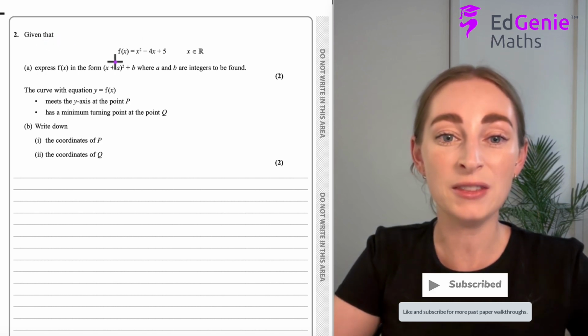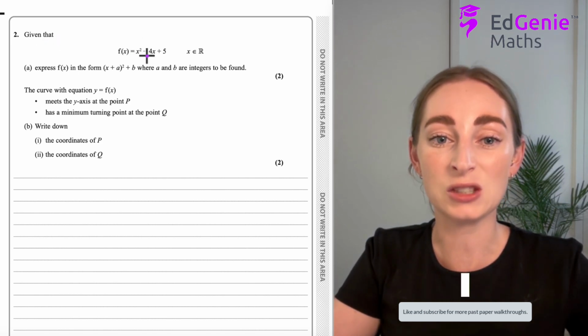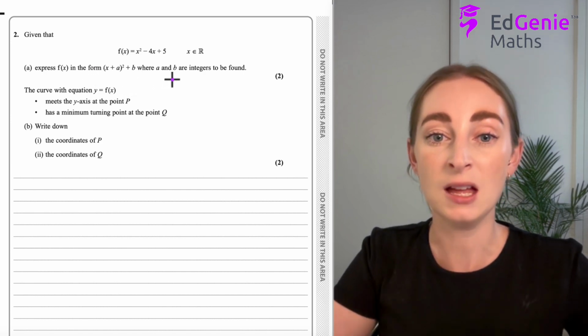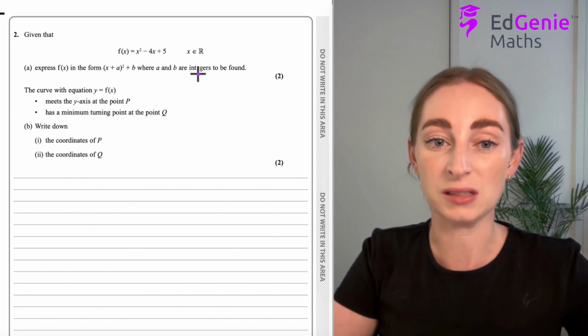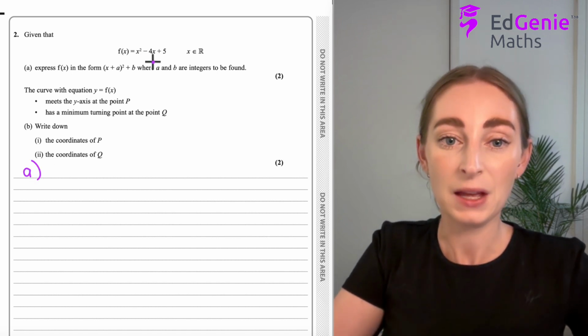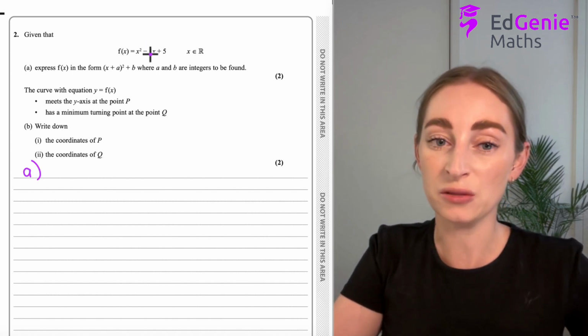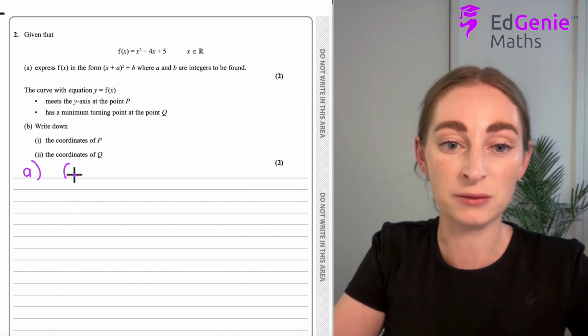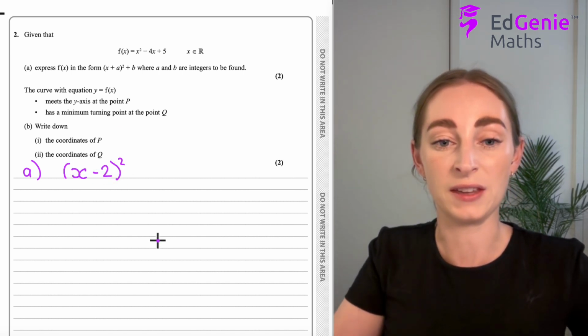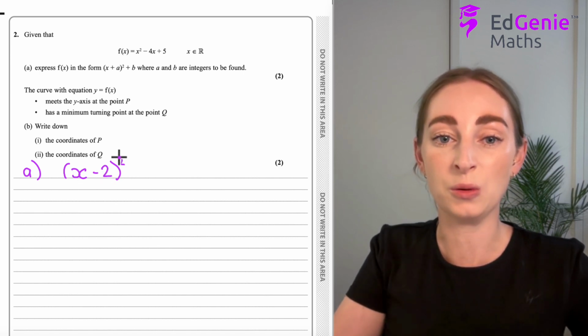Question 2, given that f of x equals x squared minus 4x plus 5, express it in this form, so we're completing the square, where a and b are integers that we need to find. So let's have a go at that. Remember, we halve the coefficient of x, so half of -4 is -2. So it's going to look like this, x minus 2 all squared.